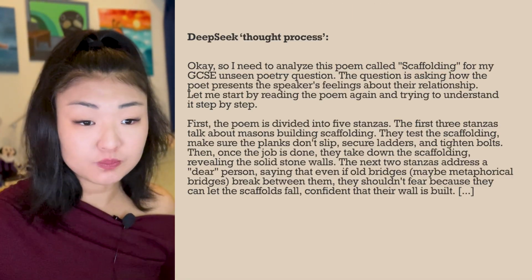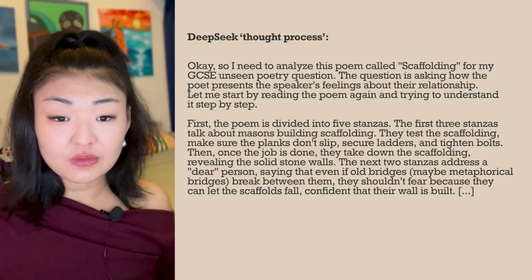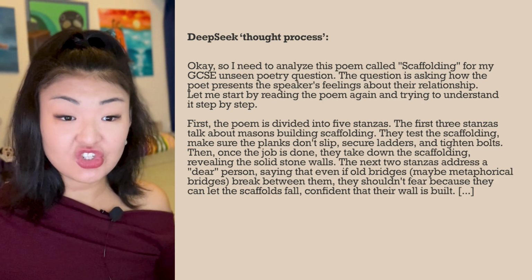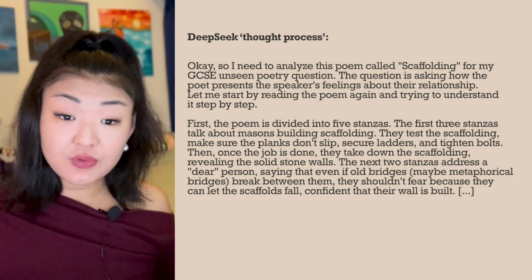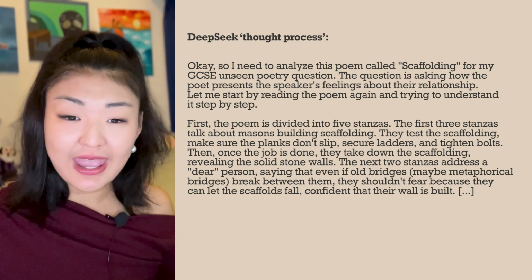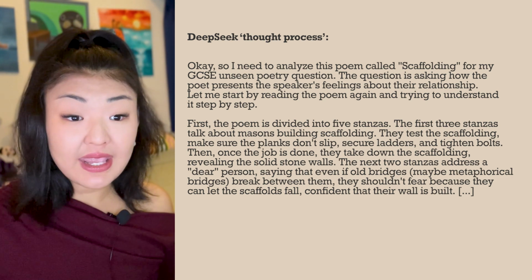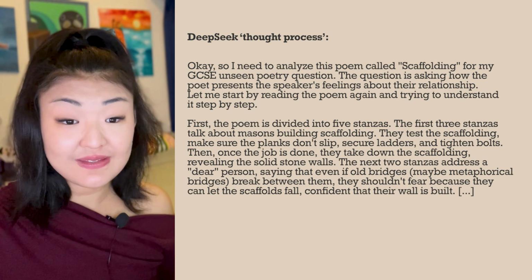So you notice that it says, okay, so I need to analyze this poem called Scaffolding for my GCSE Unseen Poetry question. The question is asking how the poet presents the speaker's feelings about their relationship. Let me start by reading the poem again and try to understand it step by step. First, the poem is divided into 5 stanzas.